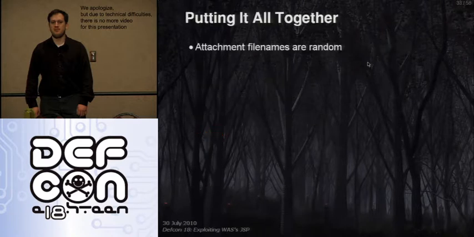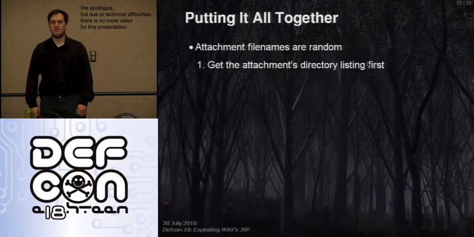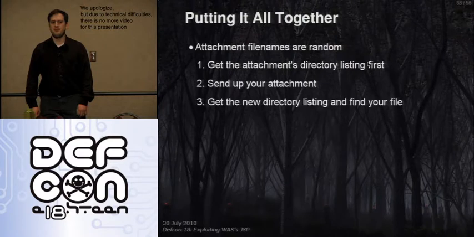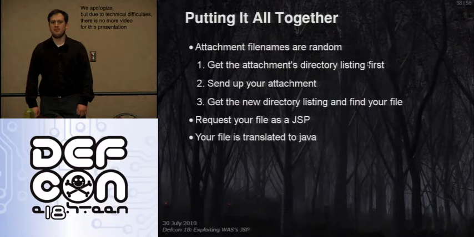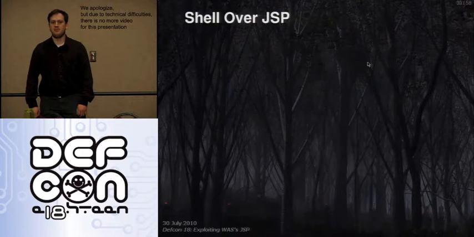First, the attachment file names are fairly random. And the first thing we have to do to actually exploit this is connect to WAS, use the JSP bug to figure out what's currently in the attachments directory. Baseline that, then we send up our attachment as a SOAP fault. Then we get a directory listing after that, find the file we put in there, and request it as a JSP. At which point, the file is translated to Java, compiled, and run. Which means we've achieved remote code execution on WAS with all of it.